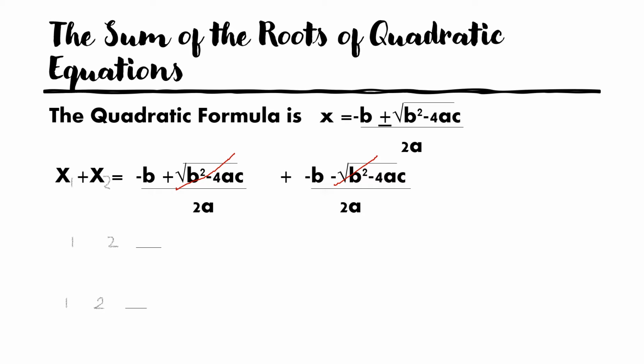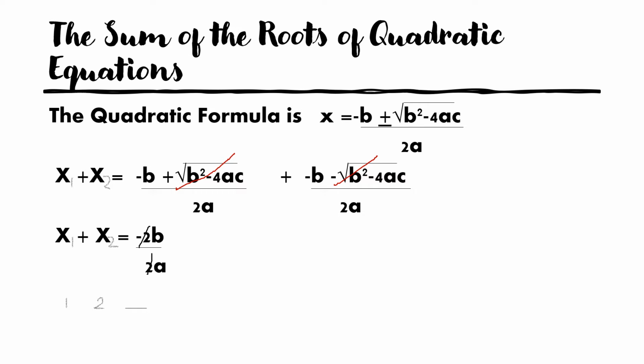So, mawawala na yan. So, ano na lang matitira dito? Itong negative b plus negative b, which is equal to negative 2b. So, ayan. So, yung x sub 1 plus x sub 2 natin, negative 2b. And then, copy lang natin yung denominator kasi pareho. So, copy 2a. O, diba? Umiksi na siya.